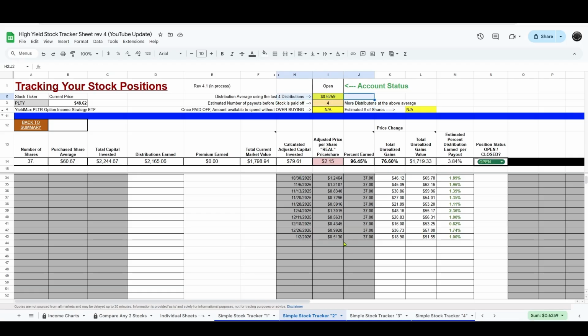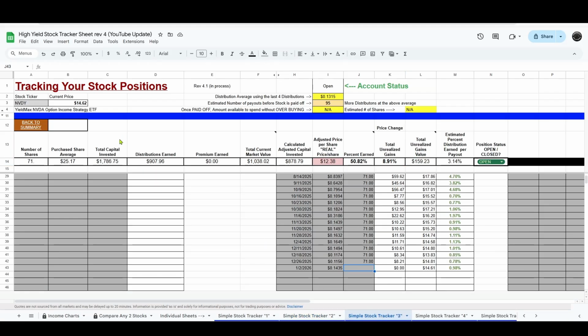Okay. Now, granted, it was 51 cents this past distribution, so it may take a little bit more than 4 more distributions. It could take 5, maybe even 6, right? But that gives you an estimated payoff period. It just gives you something to look forward to. At a $2.15 real price per share, that means if I were to sell all my shares at the current price of $48.62, I will make $1,719. So in my books, I'm doing pretty good with PLTY.